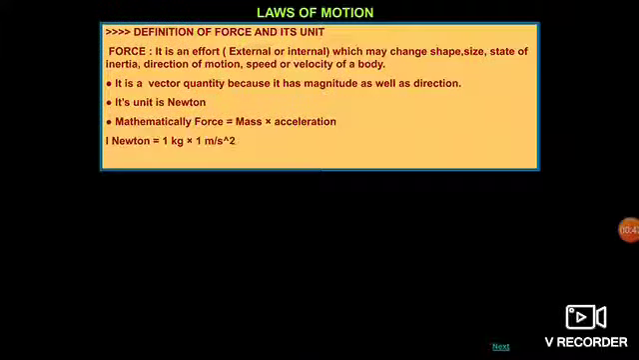So first we are starting with the definition of force and its unit. We can say force is an effort, it can be external or internal, which may change the shape, size, state of inertia, direction of motion, speed or velocity of a body. It is a vector quantity because it has magnitude as well as direction. Its unit is Newton. Mathematically we can write force is equal to mass into acceleration. So if the unit of force is Newton, we can also write 1 Newton is equal to 1 kg into 1 meter per second square.